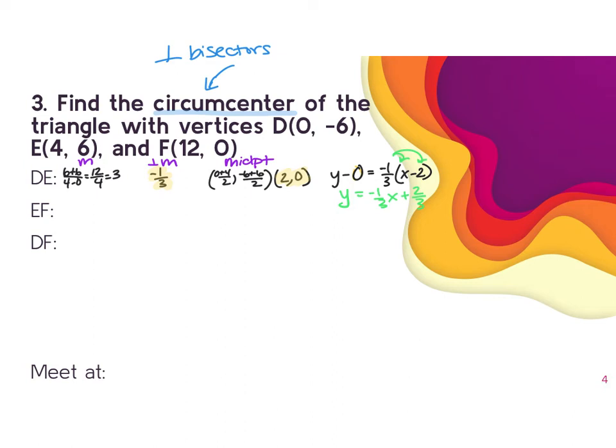On to our next one, E and F. Change in y, 6 minus 0, over change in x, 4 minus 12, is 6 over negative 8, which simplifies to negative 3/4. Opposite reciprocal is 4/3. Midpoint, we're going to add our x's. 4 plus 12 divided by 2. Add our y's. 6 plus 0 divided by 2. So we get 8, 3.